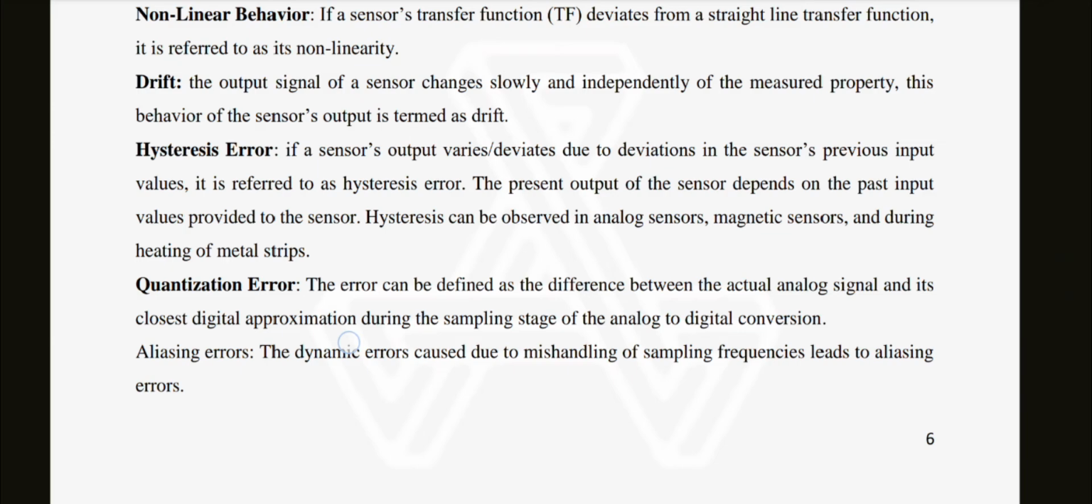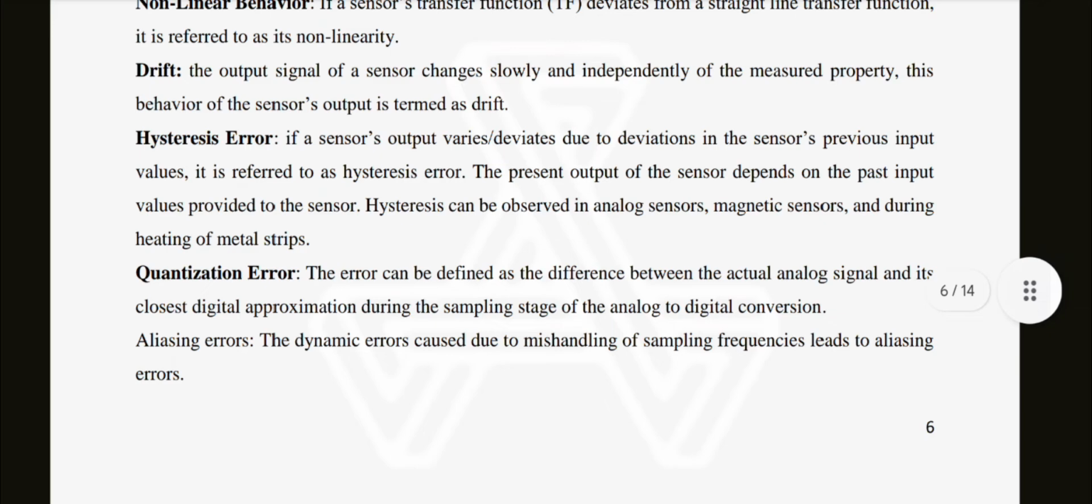Hysteresis error. If a sensor's output deviates due to deviations in the sensor's previous input value, it is referred to as a hysteresis error. The present output of the sensor depends on the past input values provided to the sensor. Hysteresis can be observed in analog sensors, magnetic sensors, and during heating of a metal strip.